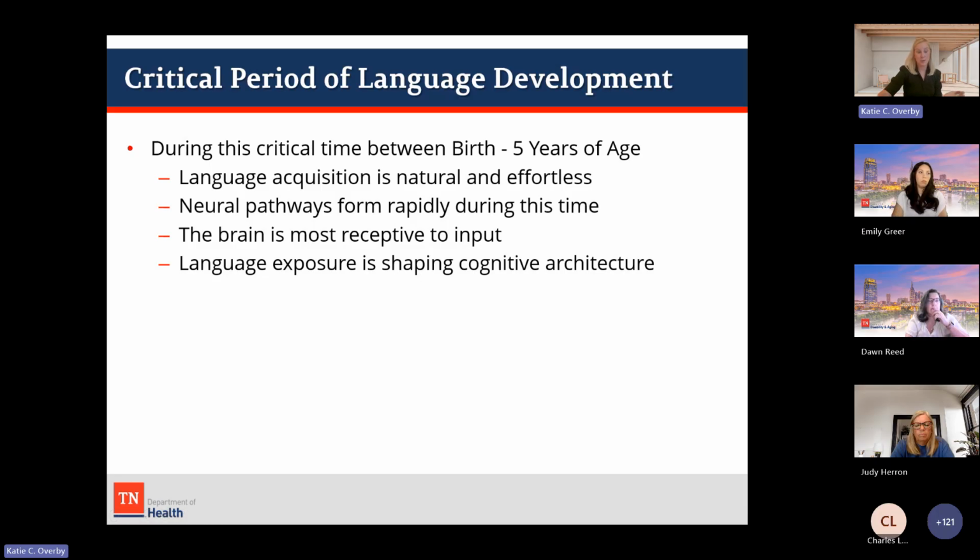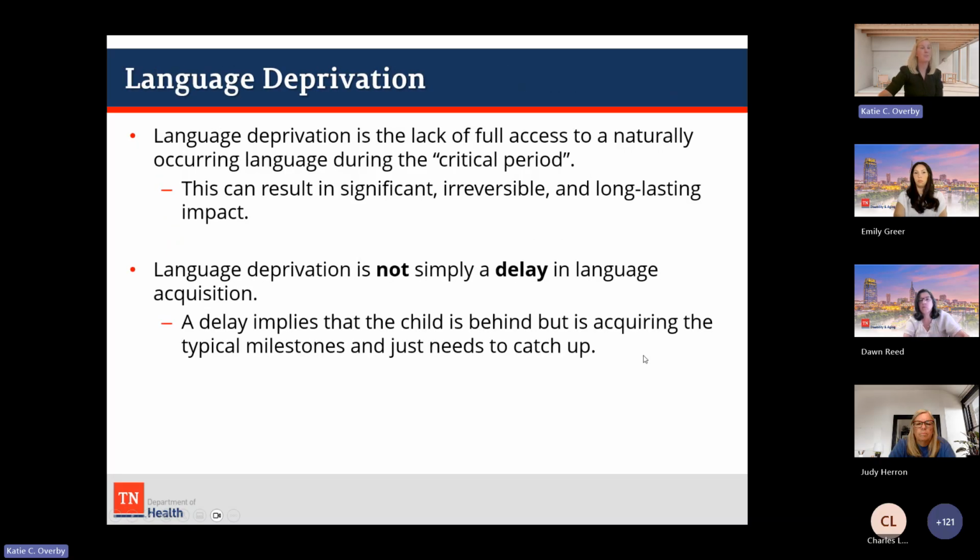Again, thinking about those, the brain surgeon, we are literally taking those pathways and they're forming so rapidly during this time. The brain's most receptive to input. And not only are we building the language, but we're shaping their cognitive architecture.